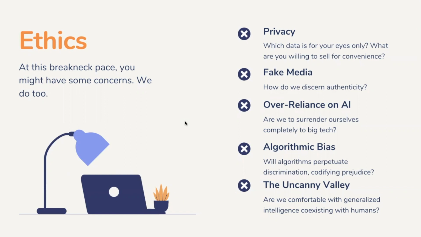One, which is privacy. What kind of data is allowed for a machine to use? And how are you going to sell this data for convenience? So figuring out ways in which you can protect the privacy of the data that you're using for your artificial intelligence is a really big category to consider when you're developing these types of technologies.